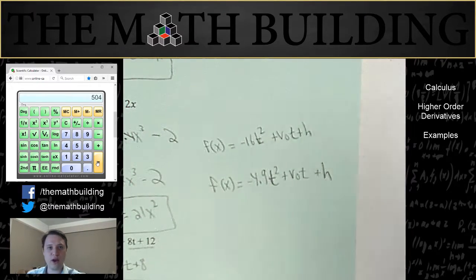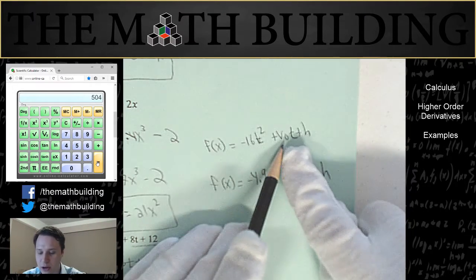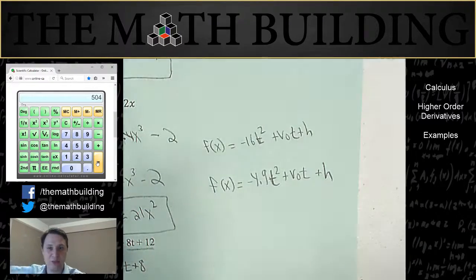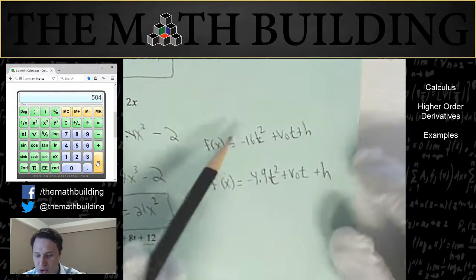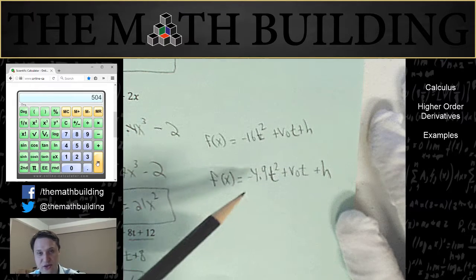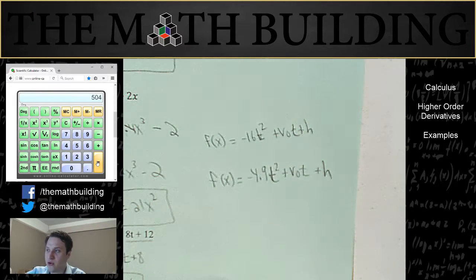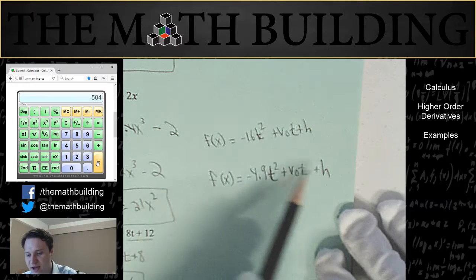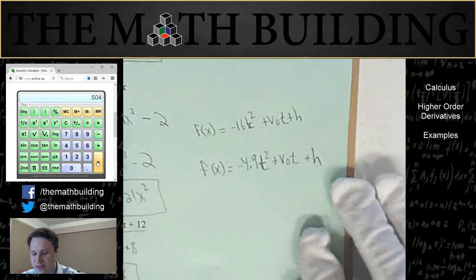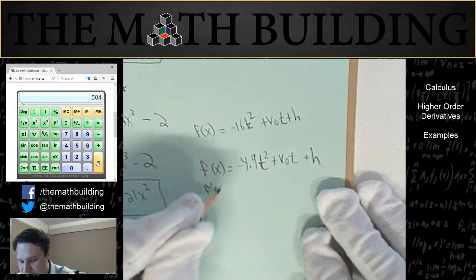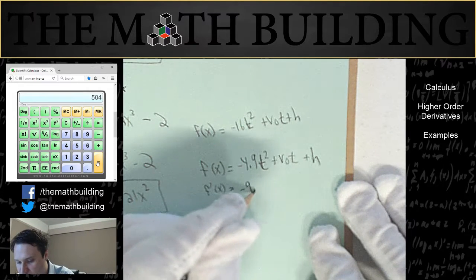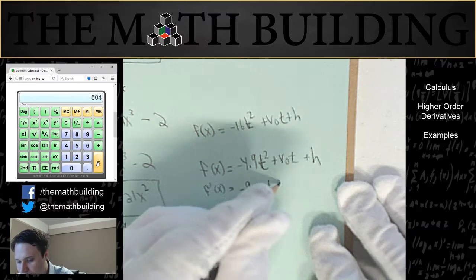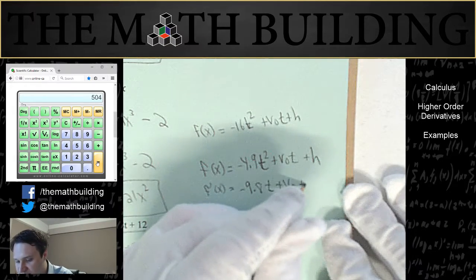So if you throw an object up into the air with initial velocity of v up into the air and initial height of h, this is the gravity equation. Ignoring air resistance, because of how big Earth is and how much mass it has, we have gravity acting on an object going straight up and straight down. That's defined by these equations. So let's take the derivative. Let's find f prime of x. We get negative 9.8 t plus v naught plus h.